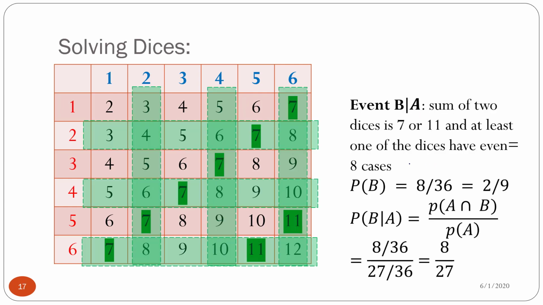How will we compute the conditional probability of B given A? Let's use the same expression, which is probability of A intersection B divided by probability of A. So we have probability of A intersection B, which is 8 by 36, divided by 27 by 36, and the result is 8 by 27. Probability of B given A.